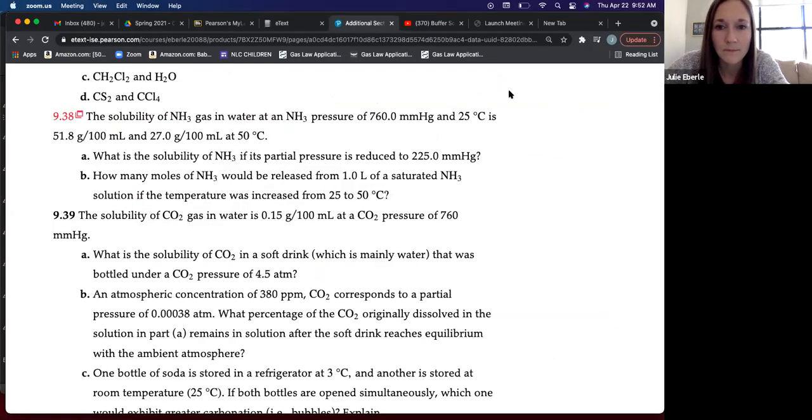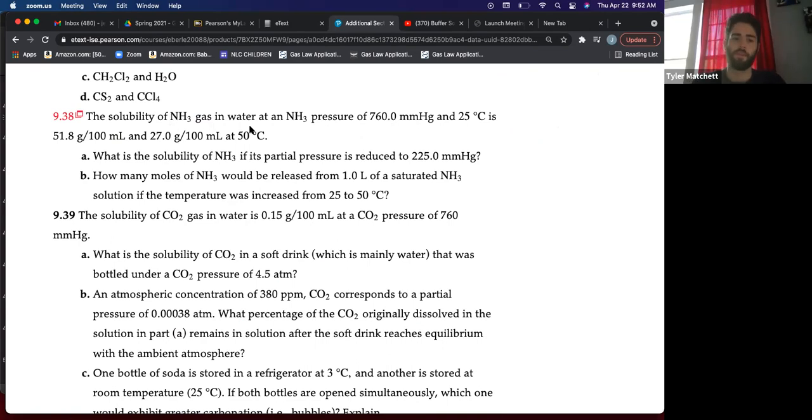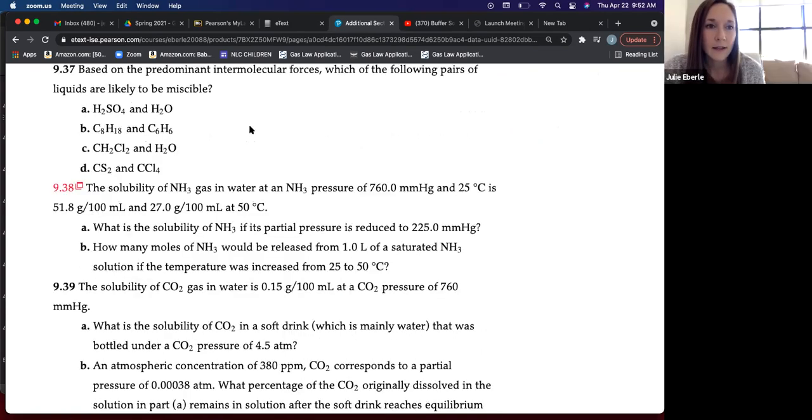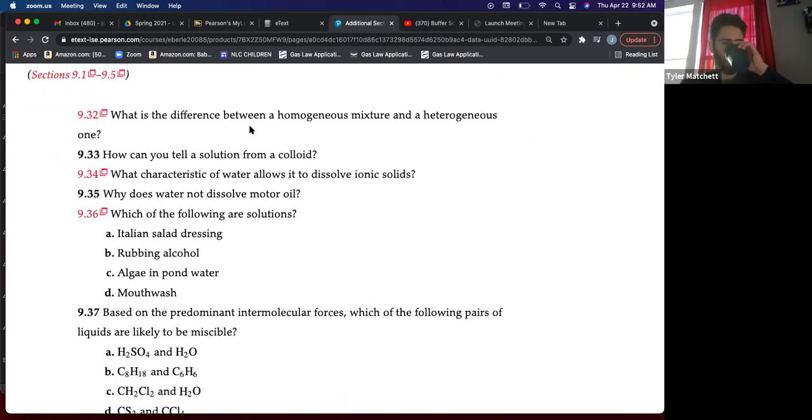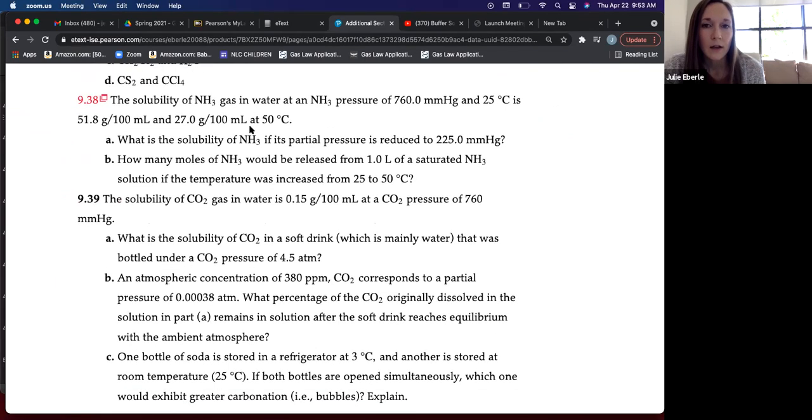Okay, 9.38. Solubility of ammonia gas in water. So we're talking about the solubility of a gas in a solution. What law did we bring up that talks about solubility of gases in solution, like the solubility of oxygen in our blood? Is it Henry's law? This is a Henry's law problem. It doesn't say that, it just says solubility. Sometimes it'll give a heading that's a little more specific.